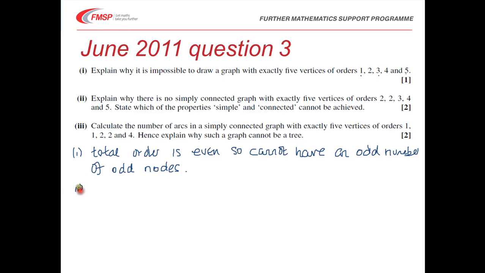In part 2, it says, explain why there is no simply connected graph with exactly 5 vertices of orders 2, 2, 3, 4 and 5. State which of the properties simple and connected cannot be achieved. So you've got 5 vertices, but one has order 5. And that's the important thing for you to see in that particular wording, is that you've got here a vertex which is order 5 and you've got 5 vertices.